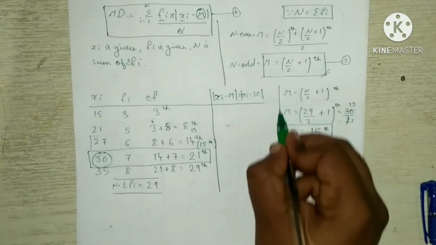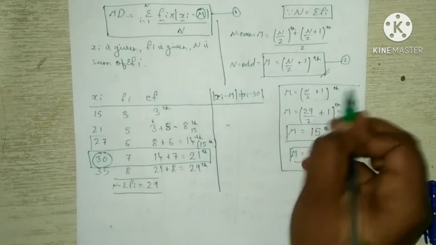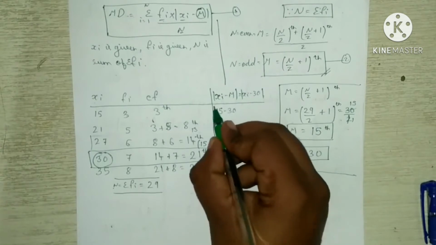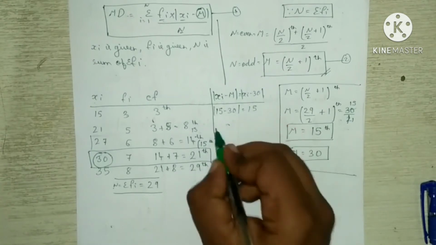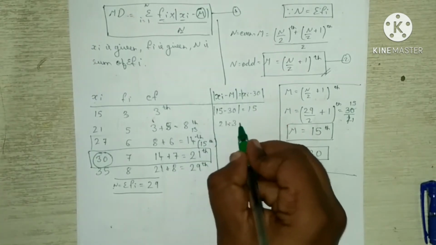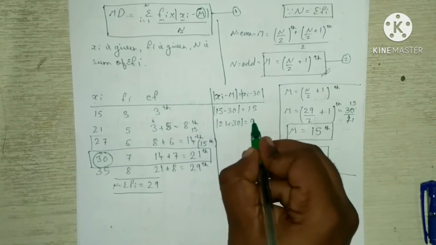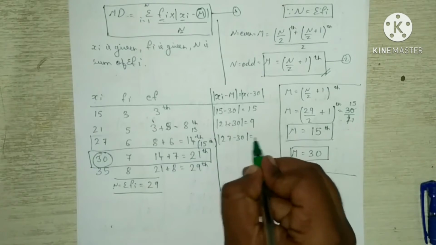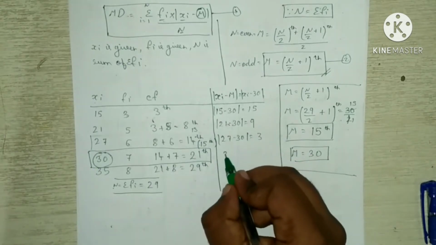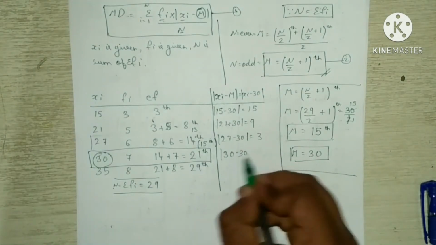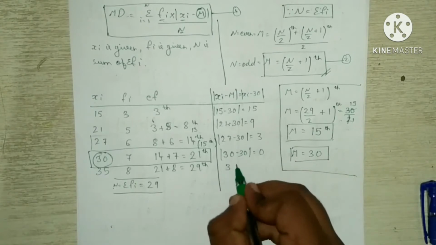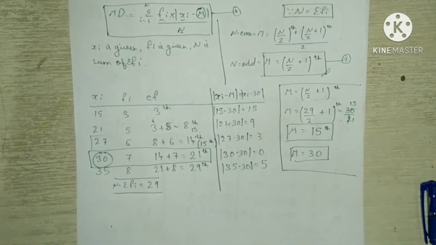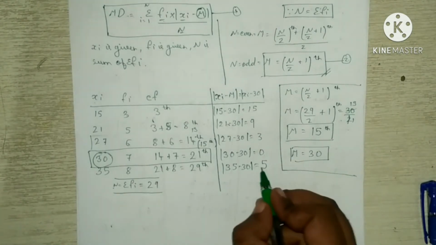Okay, we need to find xi minus 30. Xi is given: 15 minus 30 is nothing but 15. 21 minus 30 is nothing but 9. 27 minus 30 is nothing but 3. 30 minus 30 is 0. 35 minus 30, which is 5. Okay, you have got this.